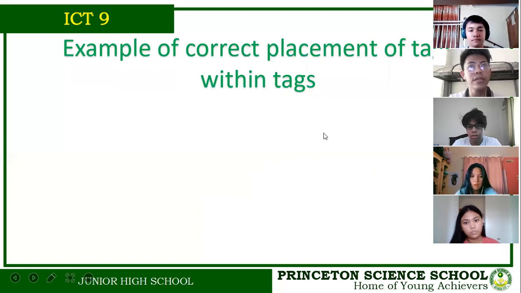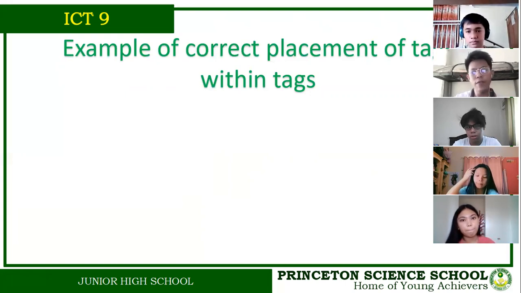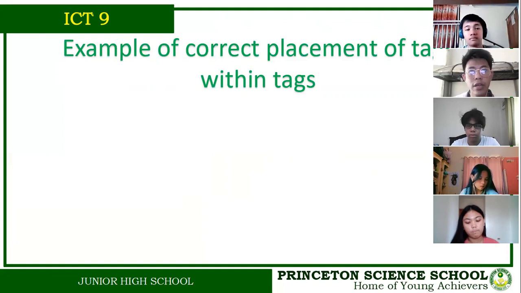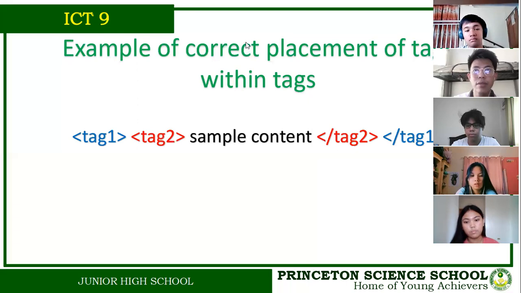Okay, so this is an example of a correct placement of tags within tags. So, right, we have an example of an OL tag and an LI tag. The LI tag is the one responsible for listing some items inside our web page. Then it should be enclosed by the OL tag so that the lists will have a sequence, right?